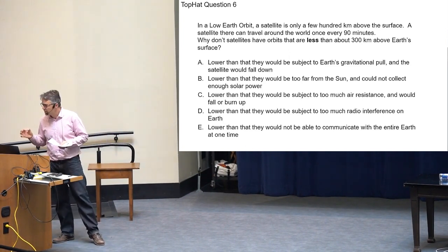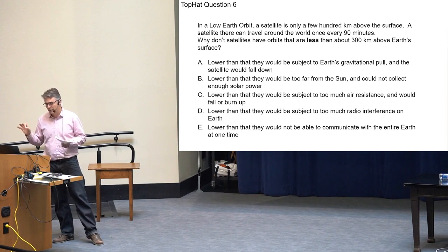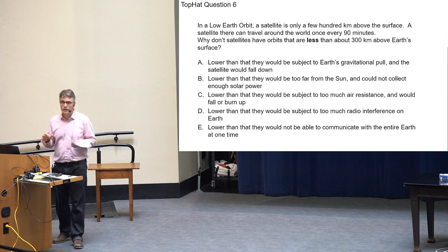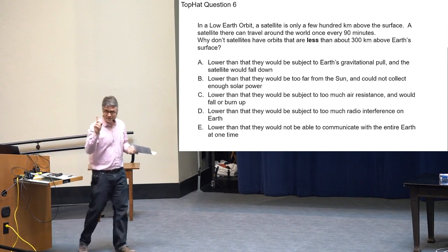So why is this? A, lower than that, they would be subject to Earth's gravitational pull. The satellite would fall down. B, lower than that, they'd be too far from the sun and could not collect enough solar power. A lot of these are solar powered, actually. C, lower than that, they'd be subject to too much air resistance and would fall or burn up. D, lower than that, they would be subject to too much radio interference from the Earth, like radio stations. E, lower than that, they would not be able to communicate with the entire Earth at one time. So one of these reasons is the big one.